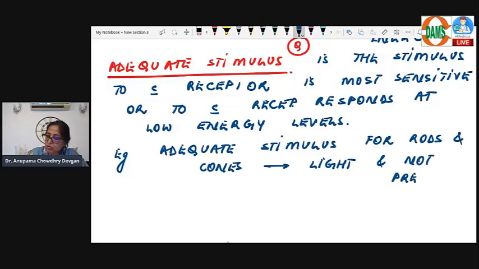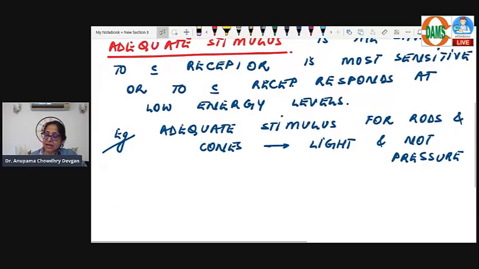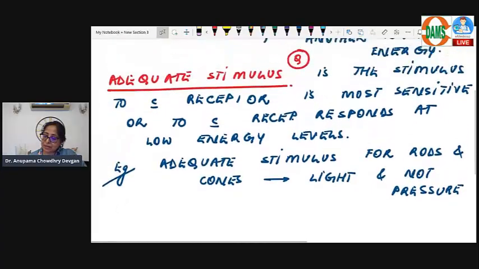Remember, rods and cones can respond to pressure, but the pressure has to be intense to be able to stimulate the rods and cones. So the adequate stimulus for rods and cones is light and not pressure, right? Adequate stimulus is not threshold stimulus, sub-threshold, or supra-threshold. Adequate stimulus is the stimulus to which a receptor is most sensitive, or to which a receptor responds at low energy levels.